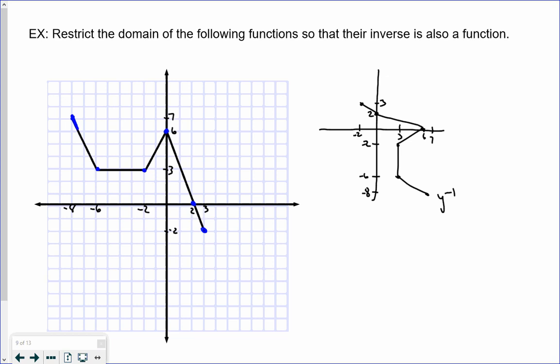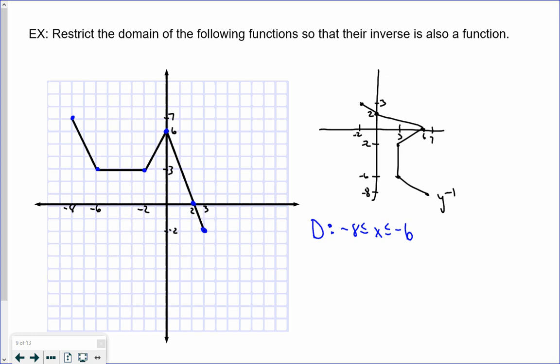So what if I were to take this little part right here? That little part right there would be this little part right here. So is this little part right here a function? Yes. So one possible answer is I could restrict my domain just to go from negative 8 to negative 6.